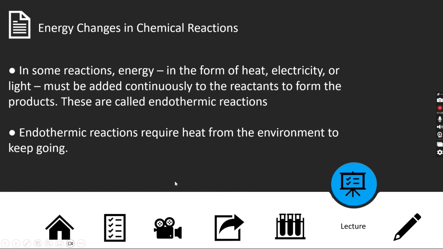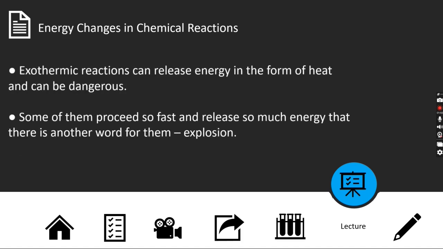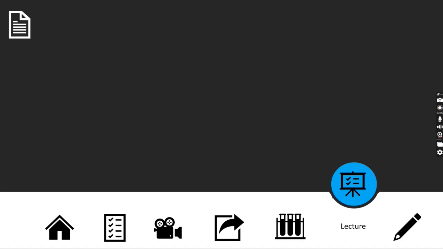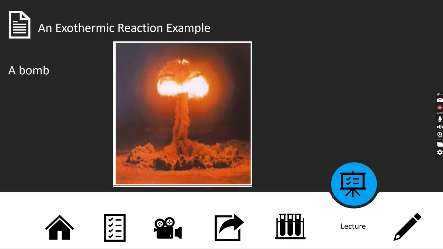Energy changes. You have endothermic reactions, which means it requires heat from the environment to keep going. When you cook, the act of cooking is an endothermic reaction because you are putting heat into the reaction in order to get your food to cook. An exothermic reaction pushes energy out, so that is an energy release in the form of heat and can be dangerous. Some of them proceed so fast and with so much energy that they cause explosions. An exothermic reaction example is a bomb. Okay.